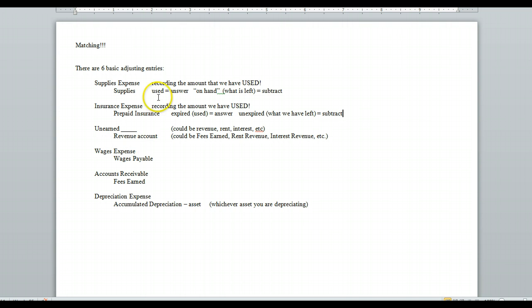Now, I'm just typing on these lines right here. I'm not trying to make this look like a debit and a credit. I've just got 2 lines to type on for each entry. The number will be the same. We're recording the amount that we have used. I'm just typing different bits of information on each line.